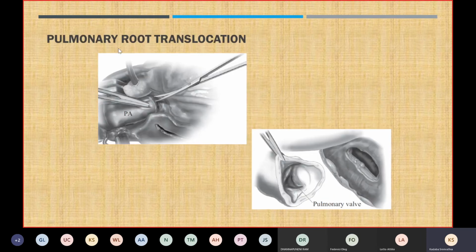The other option is a pulmonary root translocation. The pulmonary root translocation is where the pulmonary artery is not significantly stenosed or has borderline stenosis, and we still feel that the pulmonary artery can be utilized, rather than a Rastelli or a conduit. We can harvest the pulmonary artery from its root. The pulmonary valve is preserved, or in case we see that the pulmonary valve is not suitable to give a reasonable pulmonary valve, we can open the pulmonary valve.